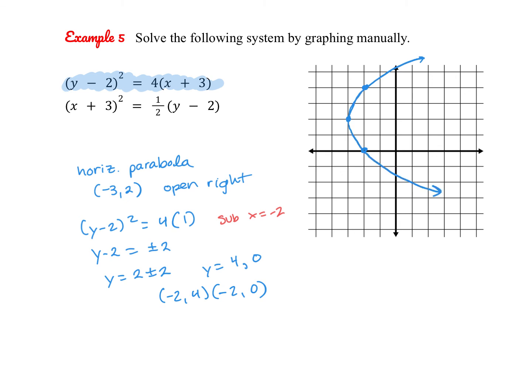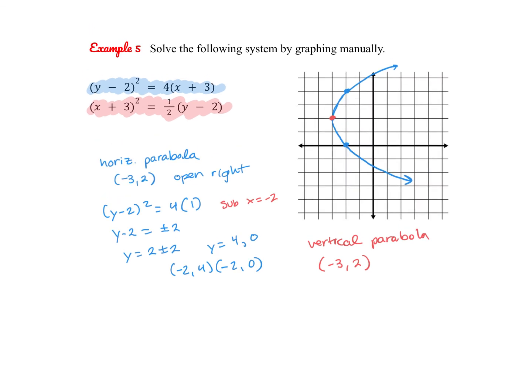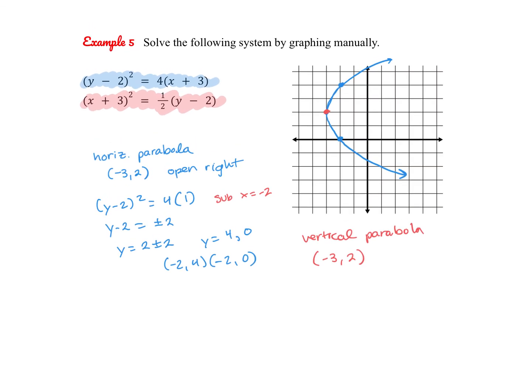And now let's look at our next equation. So here we have a vertical parabola, and I can see that our vertex is at (-3, 2). So we actually have the same vertex. And now to get a couple more points, let's pick an x value to plug in. So let's substitute x equals -2 to see what we get.